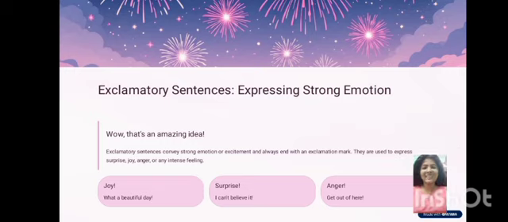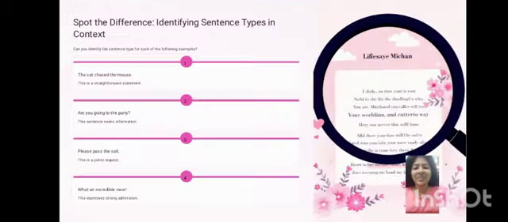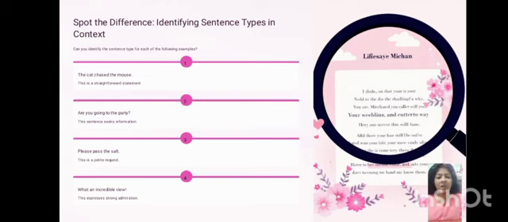The examples of exclamatory sentences include: What a beautiful day, which expresses the emotion of joy. The next one is I can't believe it, an element of surprise. Get out of here, which shows the anger of someone. Now we come to the end of the four types of sentences, and now let's have a quick recap on the examples and see whether we are able to identify the sentence types or not.